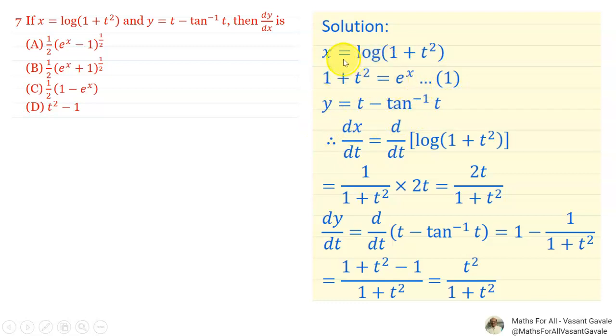Now differentiate this first expression with respect to t. Therefore dx upon dt is equal to d/dt of log of 1 plus t square. Then what is its derivative? 1 upon 1 plus t square into derivative of 1 plus t square, which is 2t.